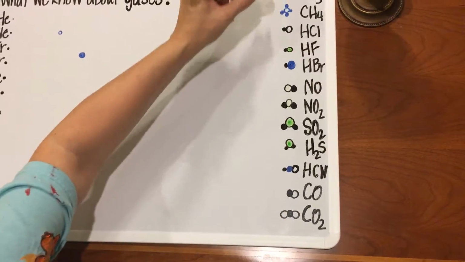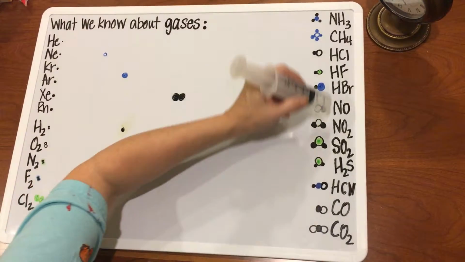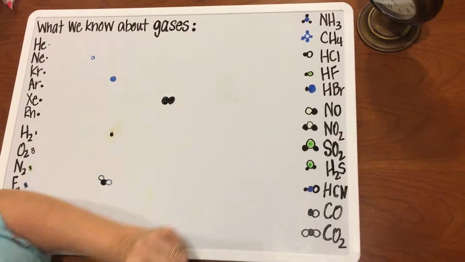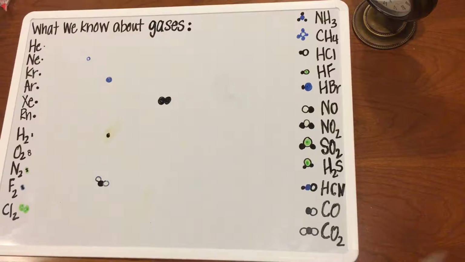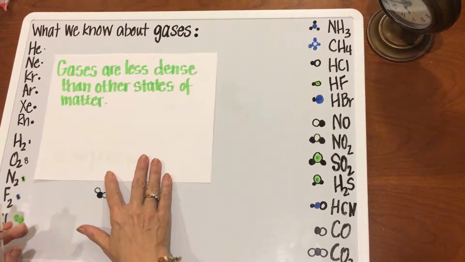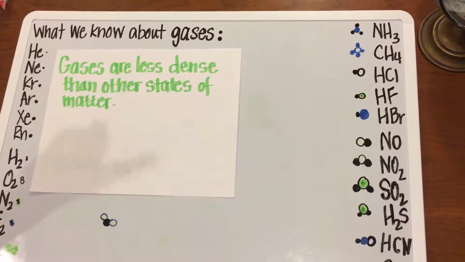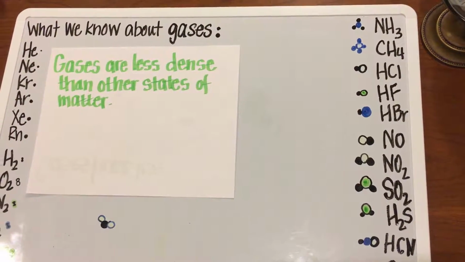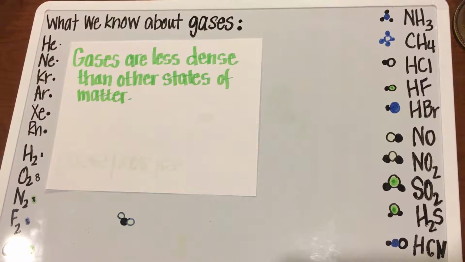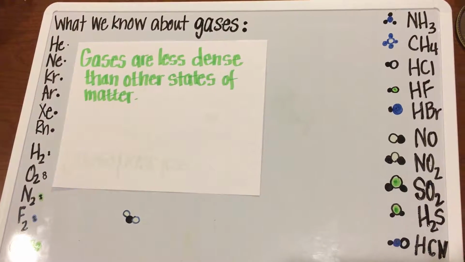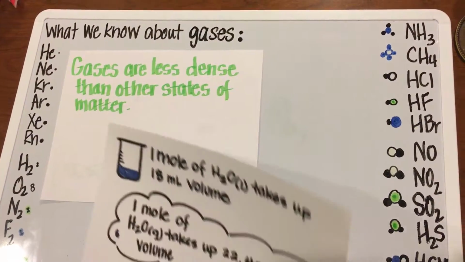The point is all of these are covalent compounds. They're all small in molar mass. They are all gases at standard conditions. We're going to start talking about things you probably already know about the properties of gases. First, gases are less dense than other states of matter. This seems pretty obvious. Less dense than a liquid and certainly less dense than a solid.